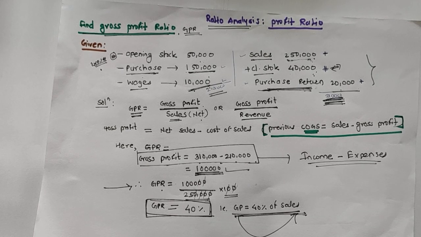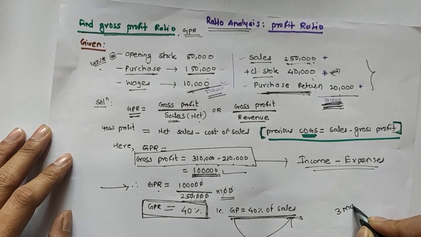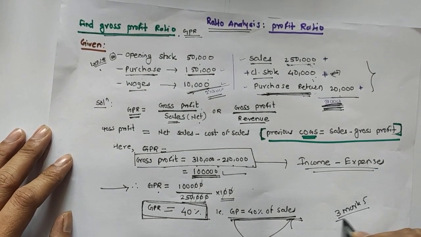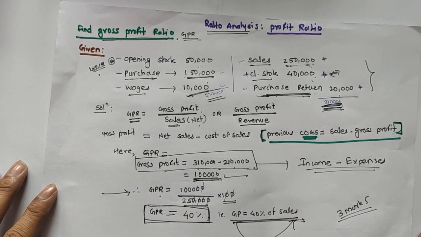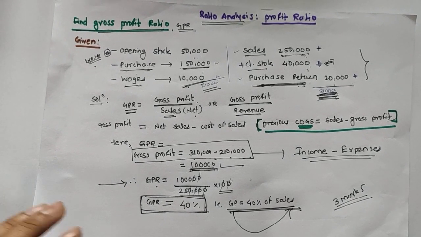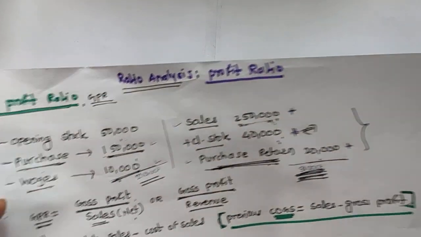So this is the general numerical for 3 marks, both for JAIIB as well as CAIIB. In the JAIIB accounts section paper, and in CAIIB in advanced bank management and ratio analysis. So we will move to the next numerical.